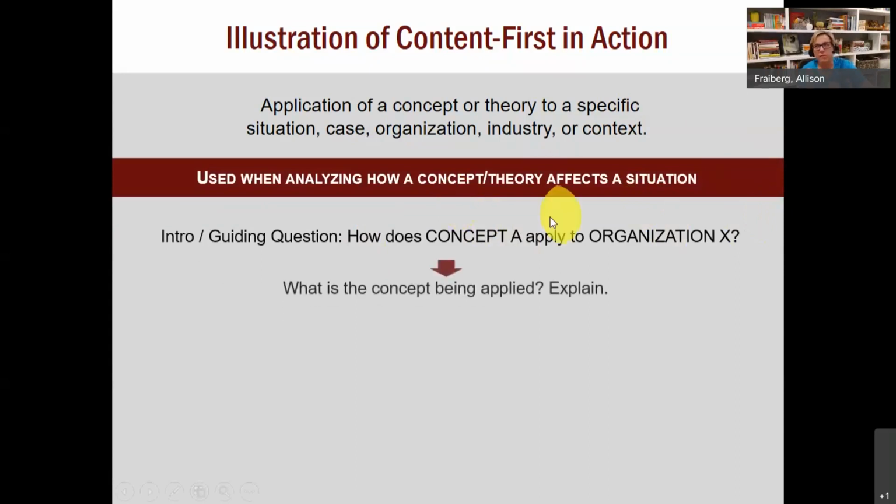Okay, so what would come next? Reasonably, it sounds like I better explain what this concept is. Right? I have the introduction, which says, hey, here's a concept, here's an organization, we're going to figure out what happens here. So the first thing to do, or the next thing to do, this would be content A. What's the concept being implied? Really spend some time explaining it.